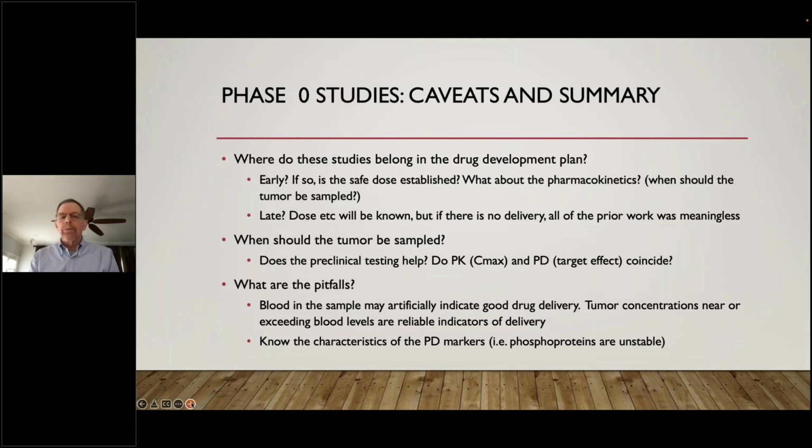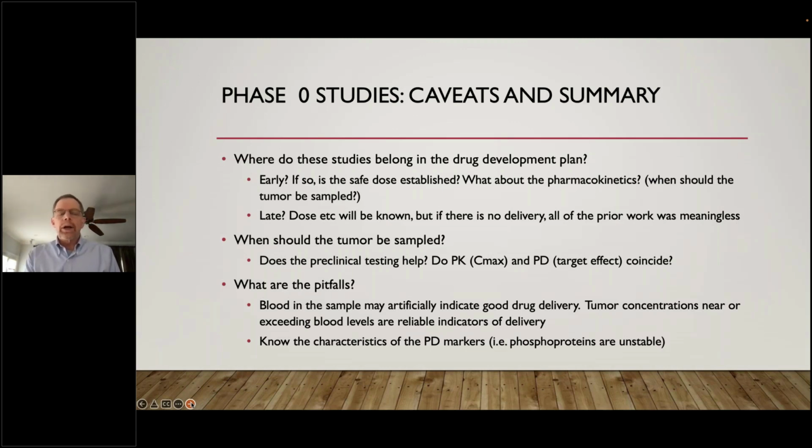All right, so to finish up on phase 0 studies, the first question in Neuro Oncology is, where do these studies belong in the drug development plan? Do you do it early on? And here the big question is, is a safe dose established? And what about the pharmacokinetics? So when should the tumor be sampled? Right, so you want to get it at the Cmax, so you're getting your maximum concentration. But again, the problem is that, do you actually have the optimal dose?